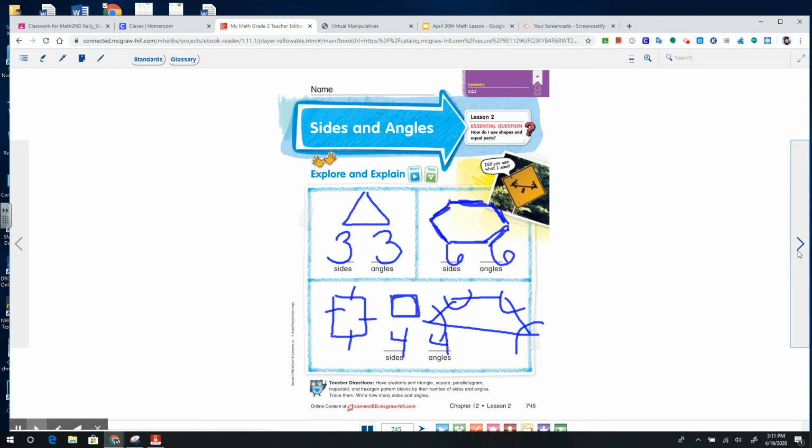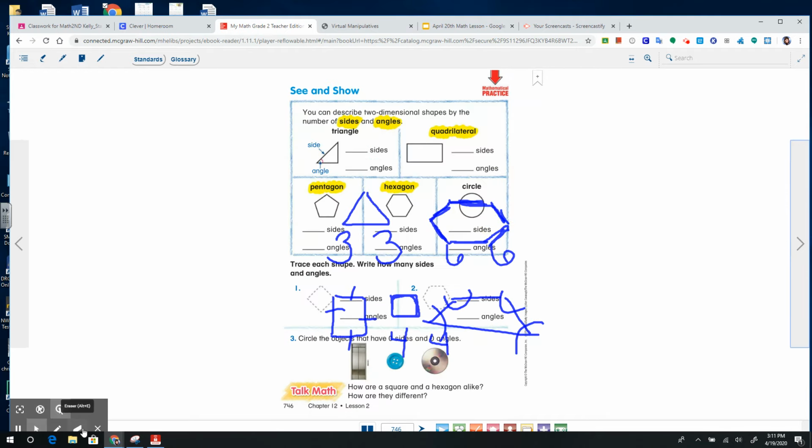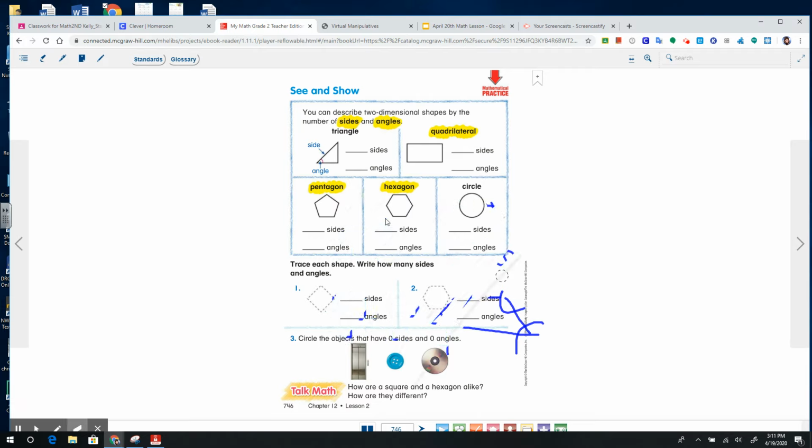I know the transfer is going to get the ink, so let's erase that ink off. Okay, so brand new, clean page. This is the see and show, so we're going to work through this together, and then you'll have the 2 pages by yourself. So on the see and show, it says you can describe 2-dimensional shapes by the number of the sides and the angles.